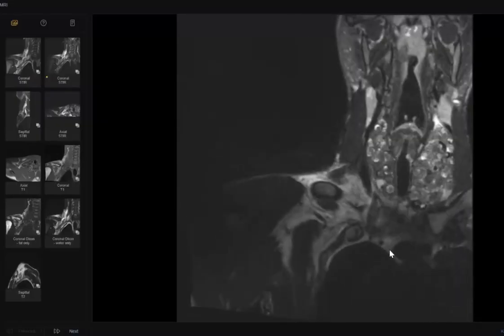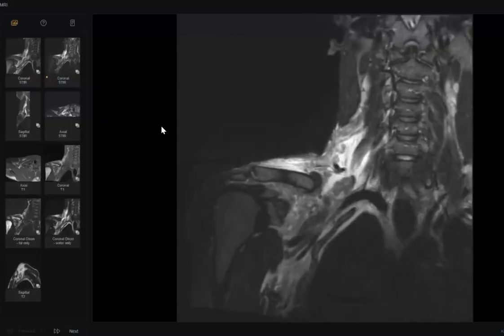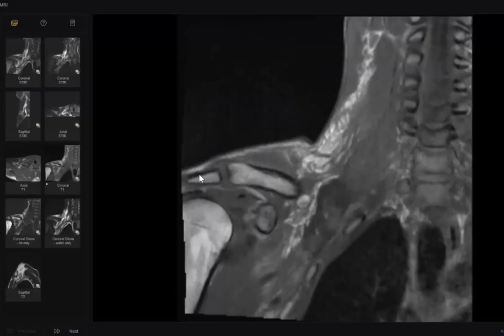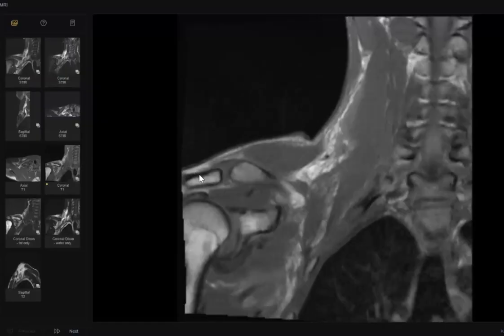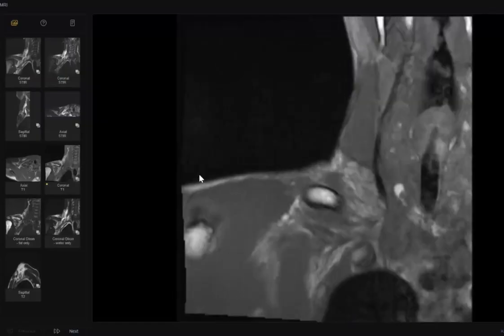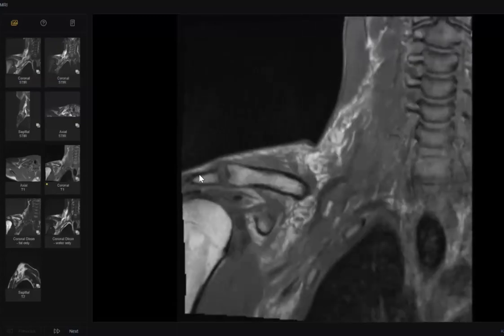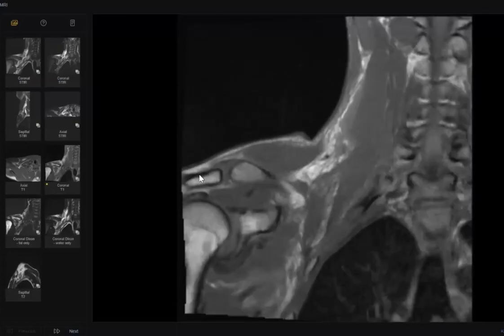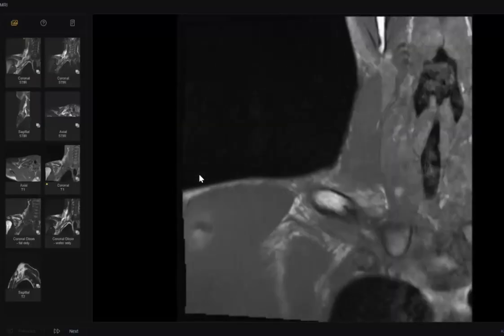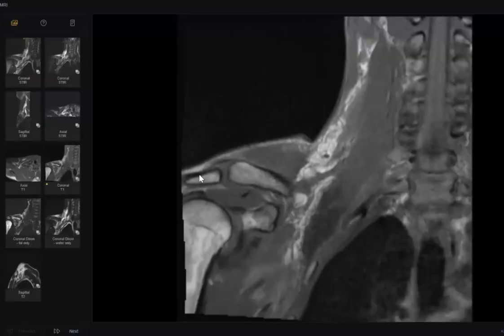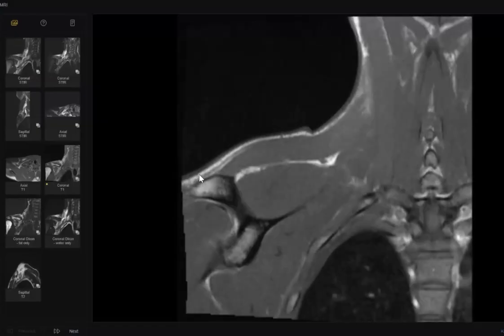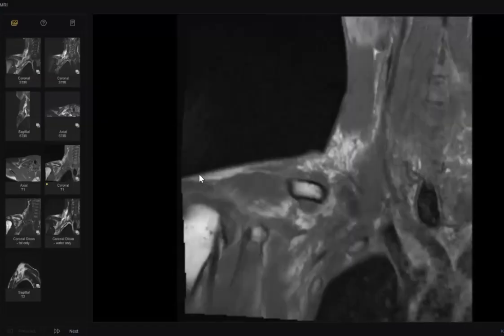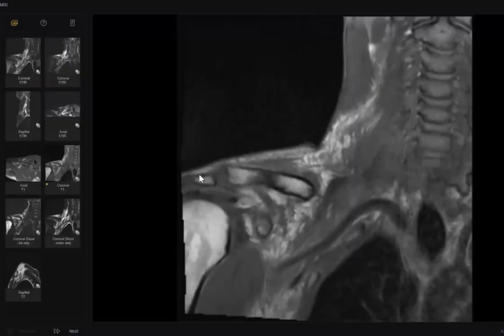I would like to check the other sequence, T1 axial, please. Yes, T1. Okay, I can appreciate there is a large multiloculated T1 and T2 hyperintense lesion, which is insinuating in the fat planes and intramuscular planes in the right shoulder. So in my routine practice, I would like to check with the history and the trauma.